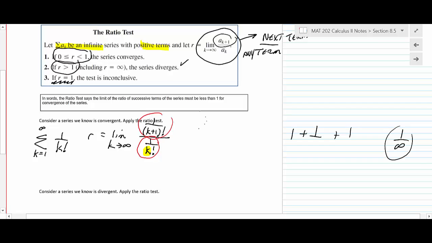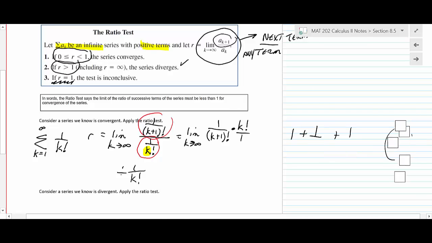So we're going to write this as the limit as k goes to infinity. We are dividing fractions. Just do this in your head and tell me if you follow what I'm doing. I'm dividing by a fraction, right? When you divide by 1 over k factorial, what do you really do? You multiply by the reciprocal, right? You'll do this so much on the ratio test that you'll begin to do it in your head. So what we have then is the limit as k goes to infinity of k factorial over k plus 1 factorial.